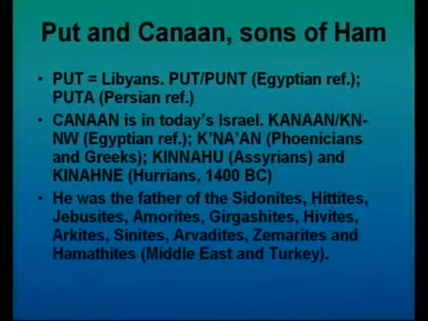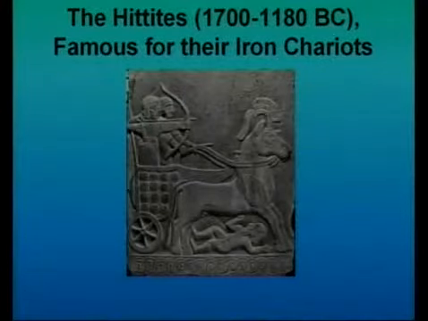Canaan was the father of a whole bunch of tribes: Sidonites, Hittites, Jebusites, Amorites, Girgashites, Hivites, Arkites, Sinites, Arvadites, Zemarites, and Hamathites. We're not going to go through them all. It would take too long. I'm just going to pick up a couple of interesting ones. The first one being the Hittites. I'm sure you've all heard of them.